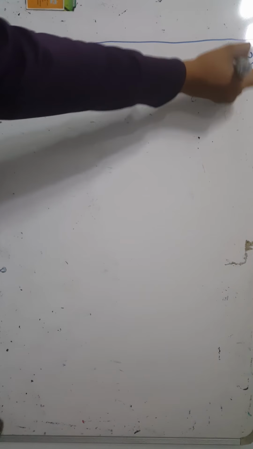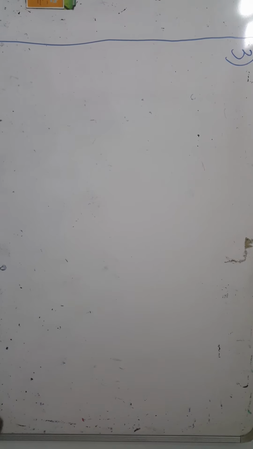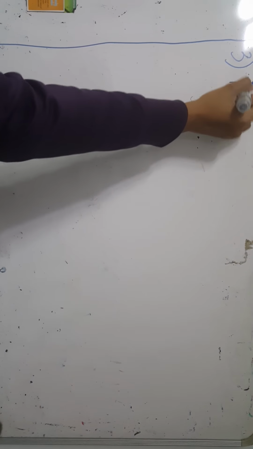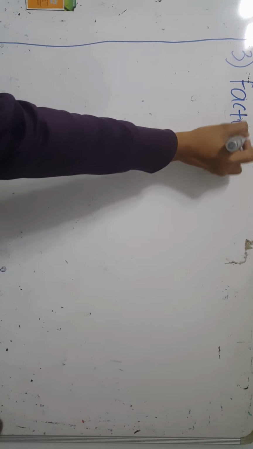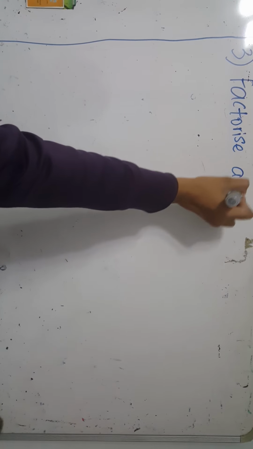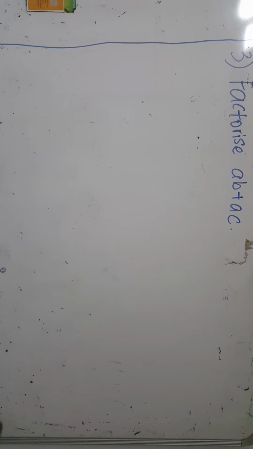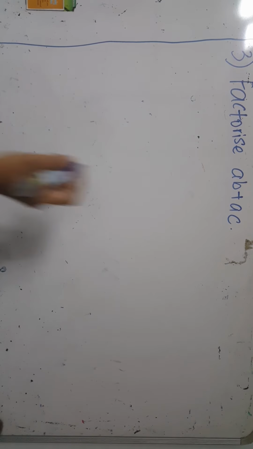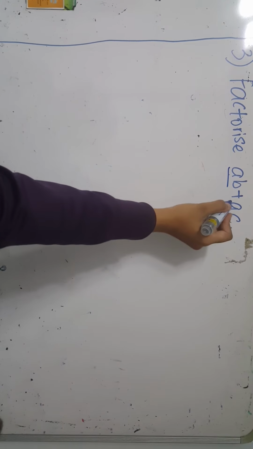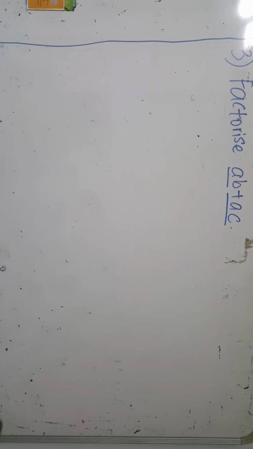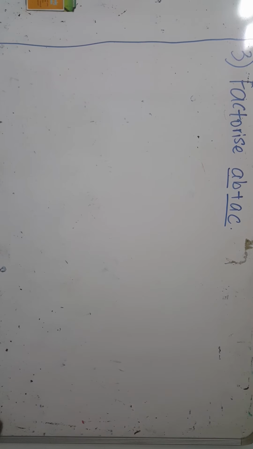Alright, so for question number 3, they ask you to factorize AB plus AC. So what you should do is you break down each term. AB is the first term and positive AC is the second term.